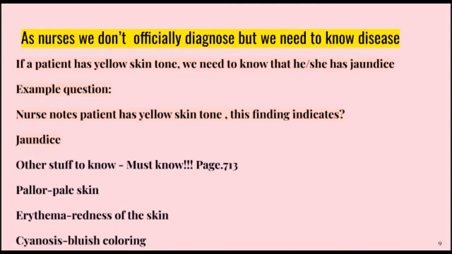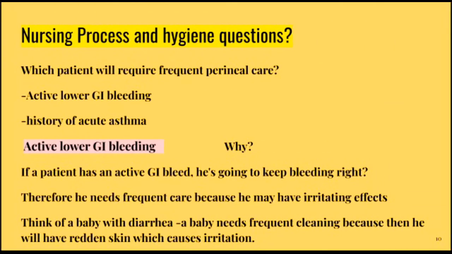Another thing to know would be pallor. Pallor is pale skin. Erythema is redness of the skin. Cyanosis is bluish. So pallor is pale, erythema is red, cyanosis is blue, and jaundice is yellow. And it could actually be on the sclera as well, which would indicate that the patient has liver issues, but we'll go more in depth in another video in regards to that.